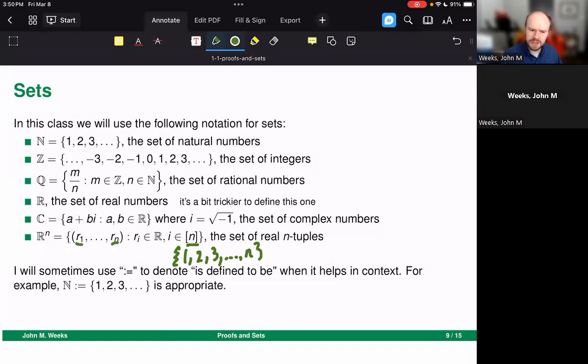I will also sometimes use colon equals to say is defined to be when that's useful in the context. For example, and throughout the rest of all of these sets, I could have said the natural numbers are defined to be the set 1, 2, 3. This is to juxtapose from the fact that maybe I'm saying these two things are equal by some other sort of mathematical fact. No, there's no coincidence or fact that's underlying this sort of equality. That's just how I'm defining it.